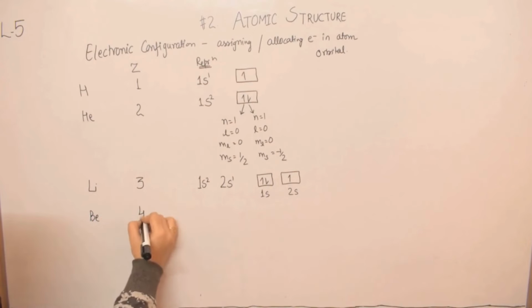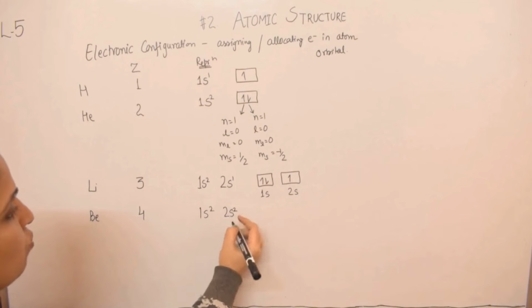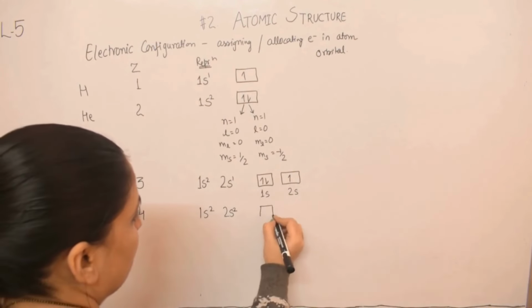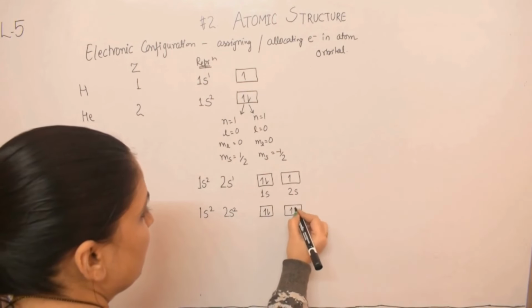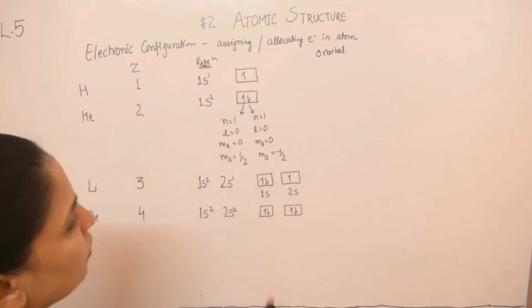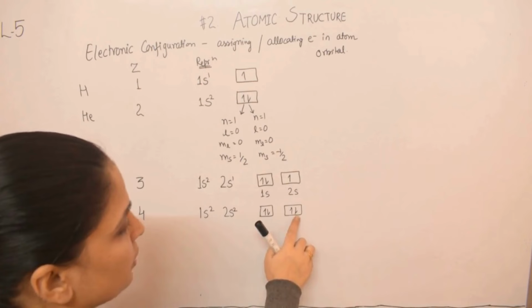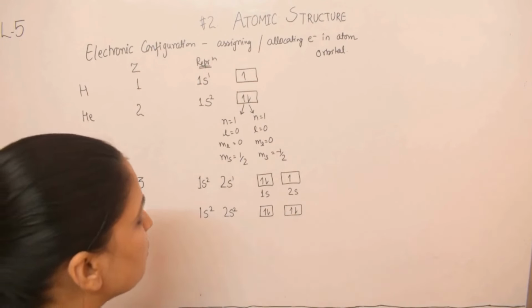Beryllium, 4, will have 1s2, 2s2, because an orbital can have 2 electrons. The second spin is going to be the inverse of the first, again according to Pauli's exclusion principle. So for these two electrons, the n, l, ml values are the same, but the ms value is different.